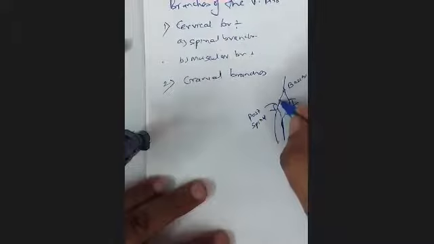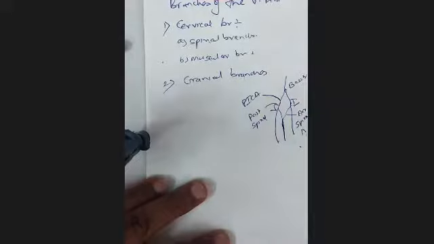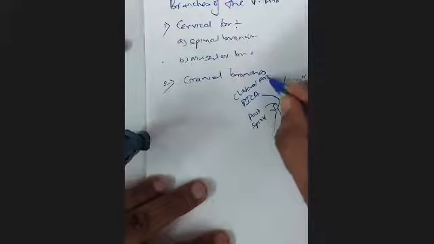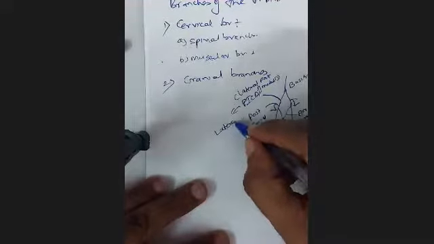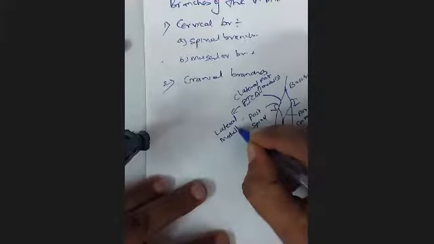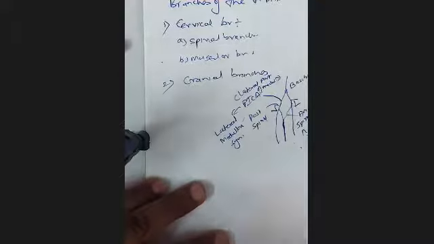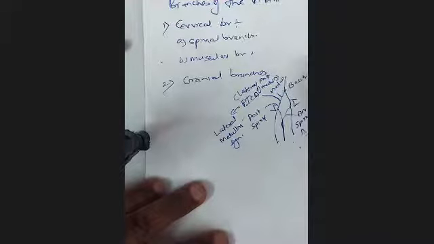Then there is a branch, PICA, the posterior inferior cerebellar artery, which will supply the inferior and posterior part of the cerebellum, but which also supplies the lateral part of the medulla. So this is the artery which, if blocked, is responsible for lateral medullary syndrome. Lateral medullary syndrome, PICA.